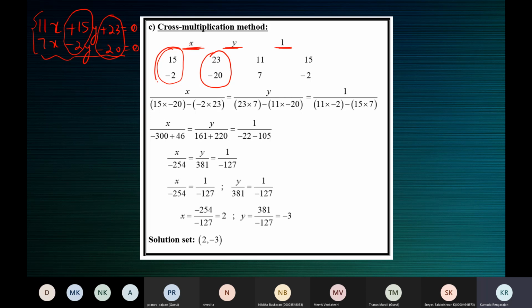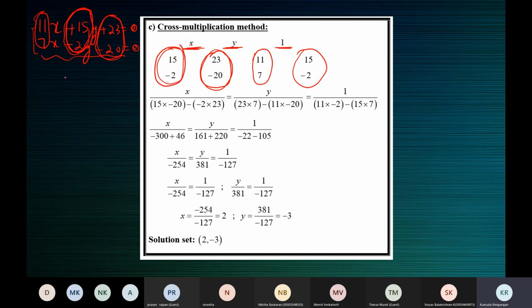You start with this column. 15 minus 2. Then plus 23 minus 20. X is between these two. Then 11, 7. And then you finish from where you started. 15 minus 2. So the first column and the last column will be the same. 15 minus 2, 15 minus 2.